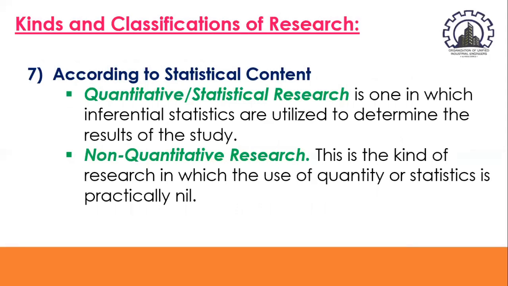Under this type may be mentioned quantitative research and non-quantitative research. If we say quantitative research or statistical research, this is one in which inferential statistics are utilized to determine the results of the study. Take note that inferential statistics such as correlation, chi-square, analysis of variance or ANOVA, etc., are being used to test the hypothesis. And this type of research usually includes comparison studies, cause and effect relationships, etc.